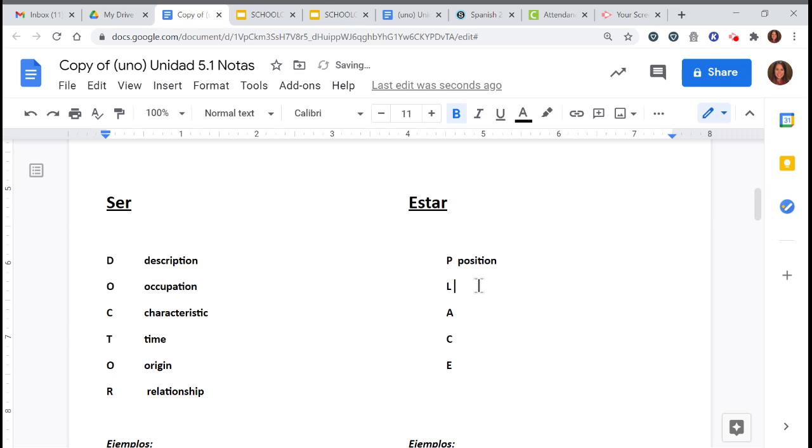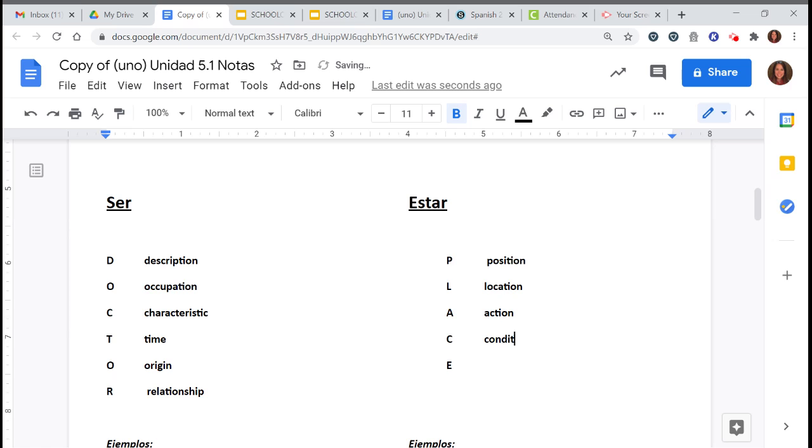L is location. So similar to that, but if I want to say, for example, our high school is in Monticello, in that city, then I would use estar. For A, we're going to use action. This is actually something that you will learn in Spanish 2. We're not going to be talking about this for Spanish 1. So we're just going to write it out just so we have our word that we can use for estar, but don't worry about action. That is something that you'll learn later on in other levels of Spanish.